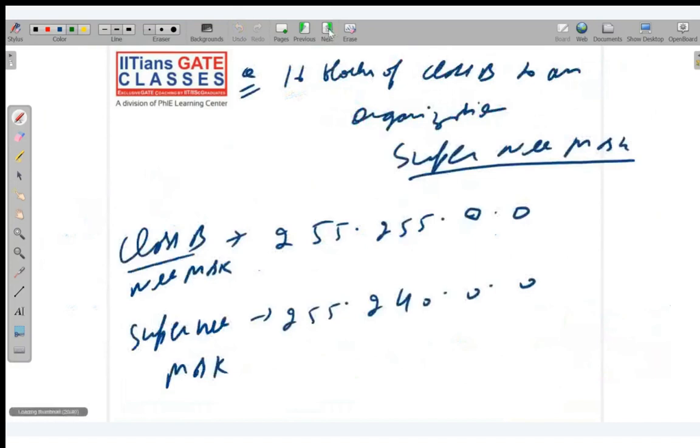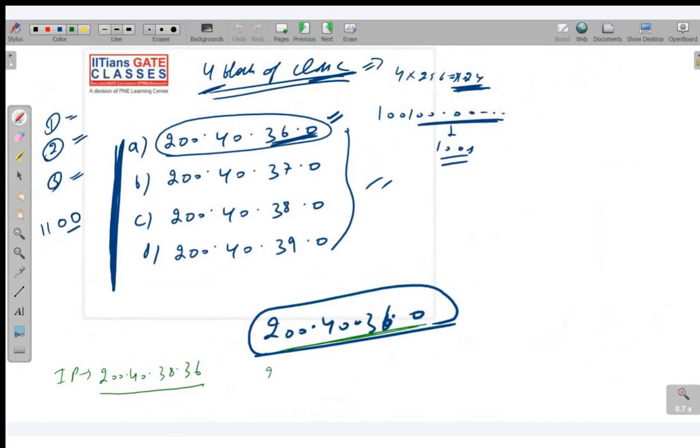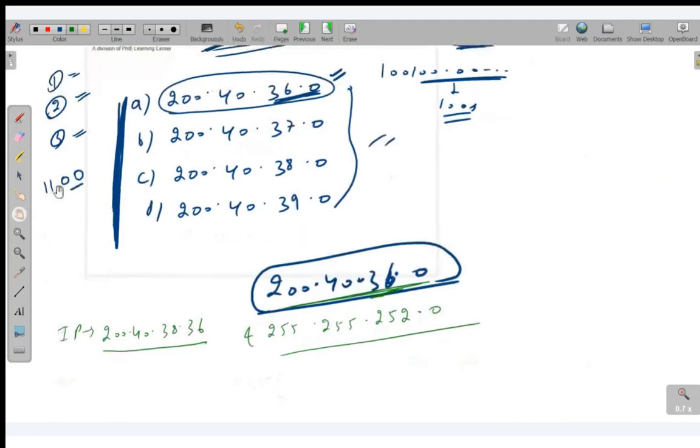So what will the supernet mask be? For four organizations of class C, what will that be? 255.255.252.0. Any doubt here? Because 2 bits you have borrowed from the second block. For class C, it should be 255.255.255.0, but 2 bits you have borrowed, so subtract 3, you will get 252. Is it okay? Because with a netmask we AND, so here also we will AND it.